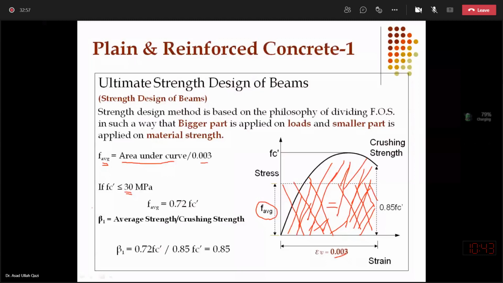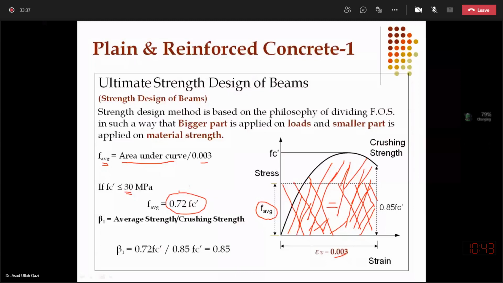So for concretes up to 30 megapascal, if you get such curves for 20, 21, 25, 28 megapascal, you get the area under the curves for them. Then you divide by the ultimate strain, which is fixed by ACI at 0.003, and you will get F average equal to almost 72% of the compressive strength. So up to 30, we have this fixed value.